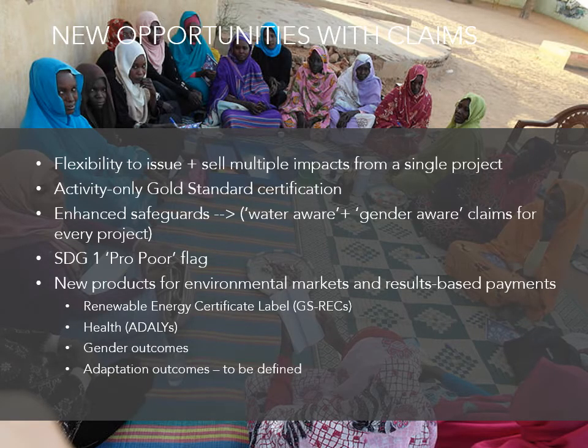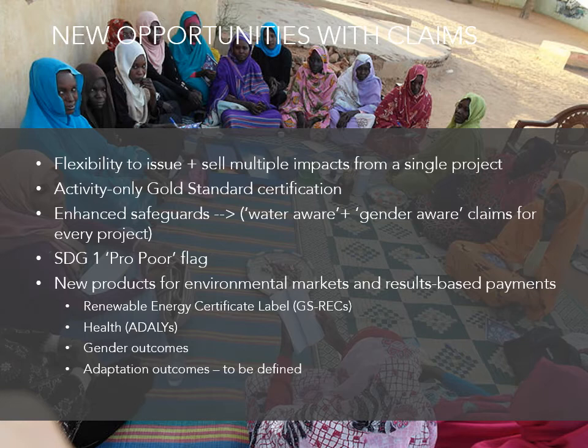So what implications does this have on claims? What new opportunities do project developers have under Gold Standard for the Global Goals? The first I just mentioned, which is the flexibility to issue and sell multiple impacts from a single intervention, for instance, gender, water, and health. In addition, projects may choose to achieve only activity level certification if they choose not to pursue any monetization of impacts using results-based finance instruments.